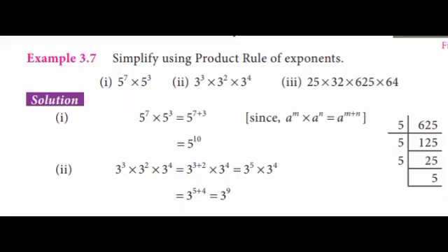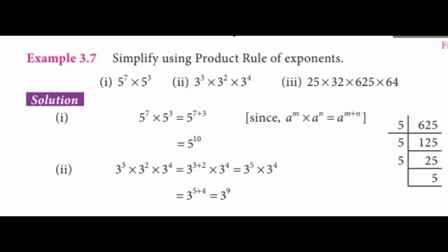Example 3.7. Simplify using the product rule of exponents. See, three questions are here. What is the product rule? a power m into a power n equal to a power m plus n. That means the base is the same. Base a. Base same means we can add the powers. That is the rule. Okay. Product rule is a power m into a power n equal to a power m plus n.